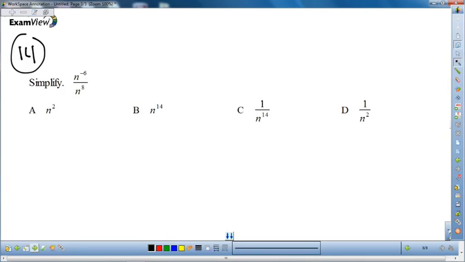For 14, since n to the negative 6 is the negative exponent, we're going to move it to the bottom. So notice that on the bottom, in the denominator, it's a multiplication, so I'm going to go ahead and add the exponents. And on top, I have an invisible 1.